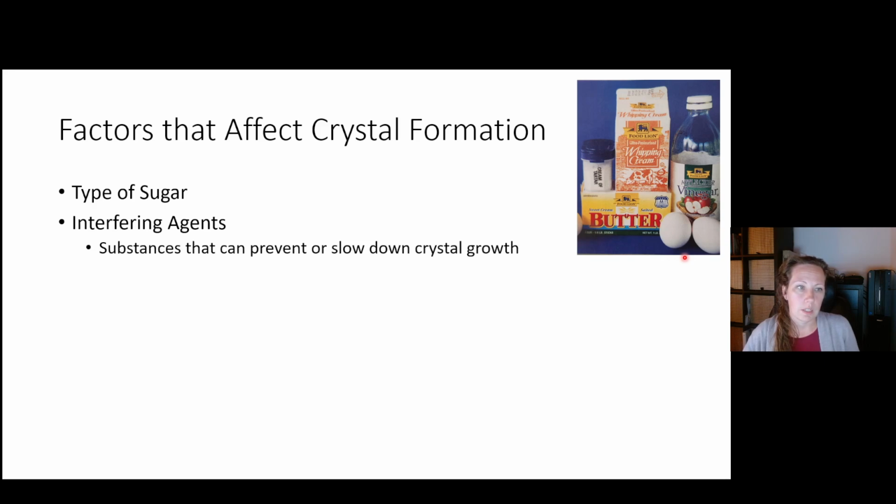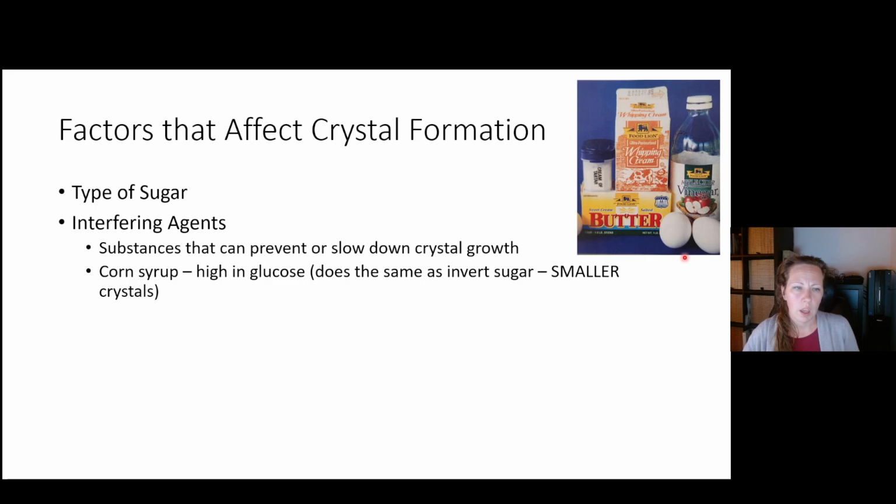Okay. Second factor that can affect crystal formation is the use of interfering agents. Okay. These are any substance that can prevent or slow down crystal growth. And so those can include corn syrup, okay? So corn syrup is high in glucose. And so this basically is the same principle as the type of sugar, right? It's smaller crystals because it is a monosaccharide predominantly. Almost completely, because corn syrup is cornstarch that's been converted to glucose.